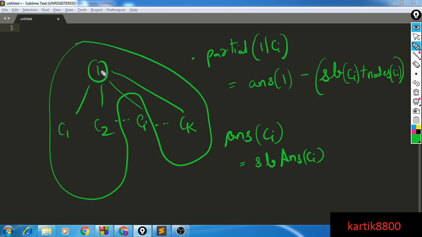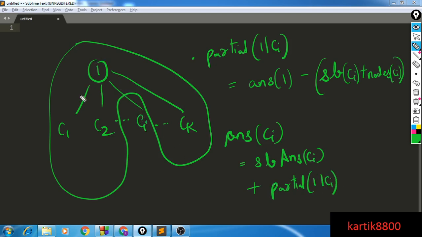So for every node from 1, now the distance from Ci to all those nodes will be plus 1, right? So if I knew the number of nodes in this particular region, I could simply add that to the partial answer of 1 with respect to Ci, and that is going to do the trick. So subtree answer of Ci will take care of all the nodes belonging to the subtree rooted at Ci, and I will add partial answer of node number 1 with respect to Ci.